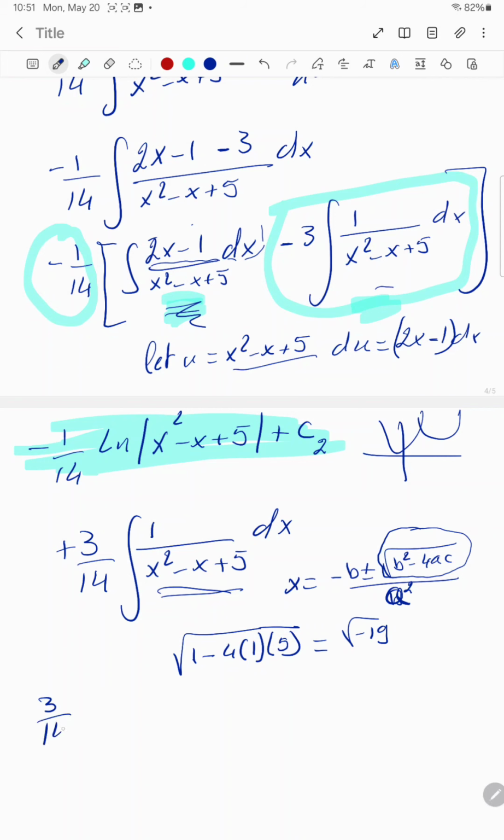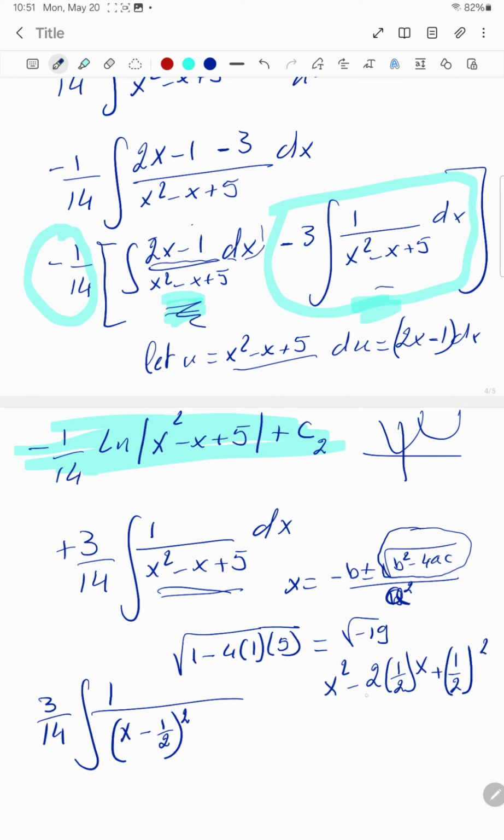So 3 over 14 integral of 1 divided by x minus 1/2 squared. So let's you understand where I got x minus 1/2 squared, because if I want to develop this, it will become x squared minus 2 times 1/2 times x plus 1 over 2 to the power of 2. So it becomes x squared, and this I would simplify, minus x plus 1 over 4. So x minus 1/2 squared is equal to this.